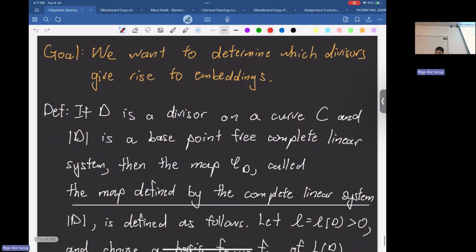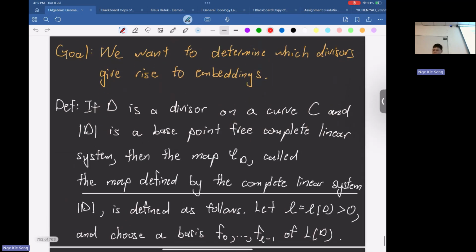So is this the final thing we're going to do? I think the final goal we want to achieve is to ask what divisor will give rise to an embedding. What kind of divisor will give rise to an embedding? So maybe you want to ask, given a divisor, how do I produce a map? Here is how we produce the map.